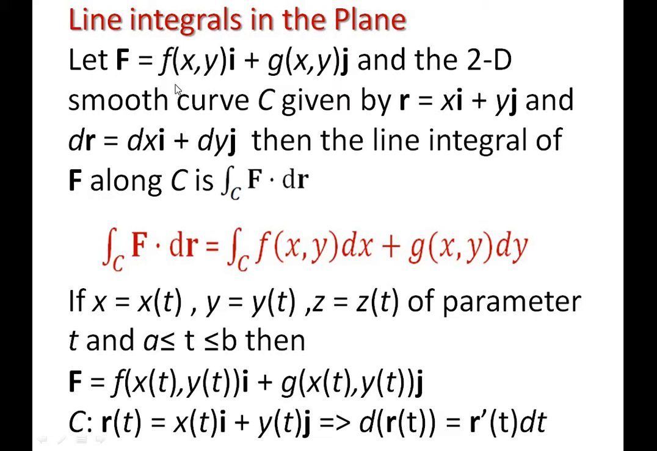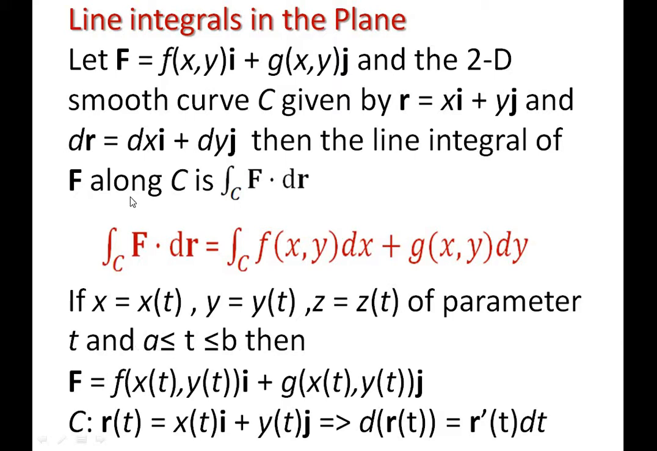Next, suppose the coordinates x and y are given in terms of a parameter t, that is, x equal to x of t, y equal to y of t and z equal to z of t. Here we consider z equal to 0 because we are considering only the plane. So x equal to x of t, y equal to y of t, with a less than or equal to t less than or equal to b, that is, t varies between a and b.